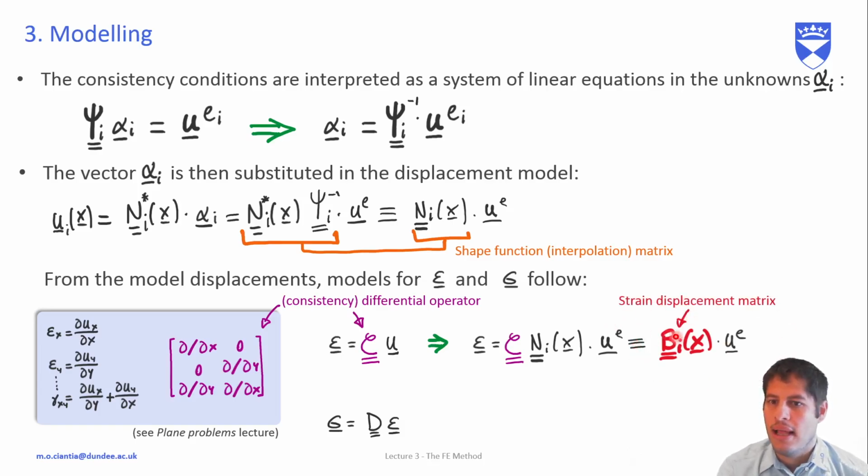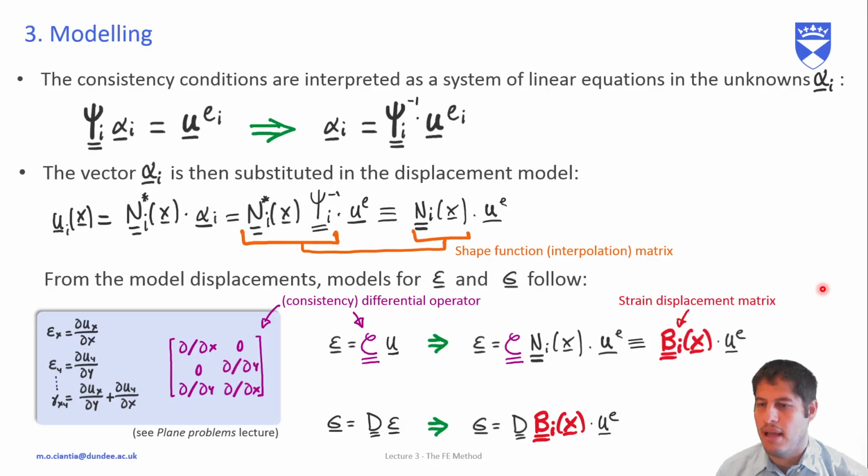So this is the strain displacement matrix, and basically the strains inside our element are a function of the nodal displacements. Given the strains, we know the stresses using the element stiffness matrix. So stress is equal to D epsilon, but epsilon is B U^e. So if we substitute again, stress is a function of the nodal displacement.